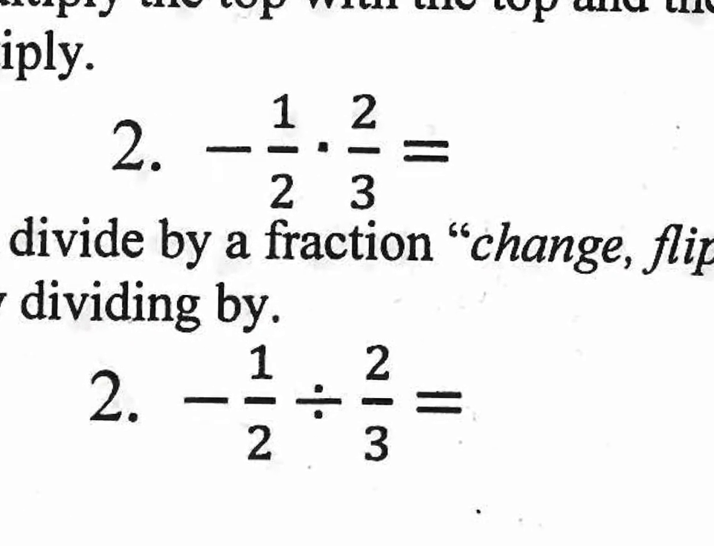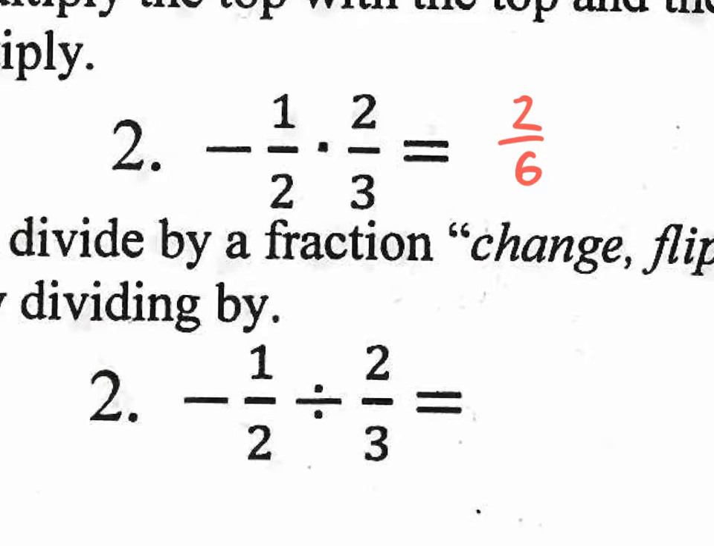Number 2, right here you could multiply across and then reduce. And when I say across, I'm not talking like this. I'm talking about top with the top, bottom with the bottom. And then you could reduce at the end. So let's say I did do that. 1 times 2 is 2. And then 2 times 3 is 6.